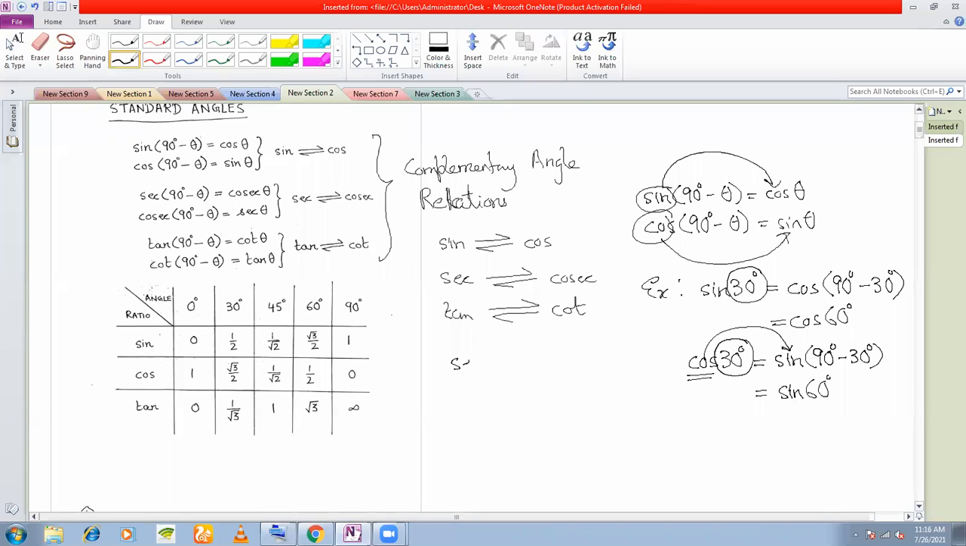Suppose I want to change sec 30. I want to change sec to a cosec. How will I change? Cosec. I will simply subtract this angle here from 90.